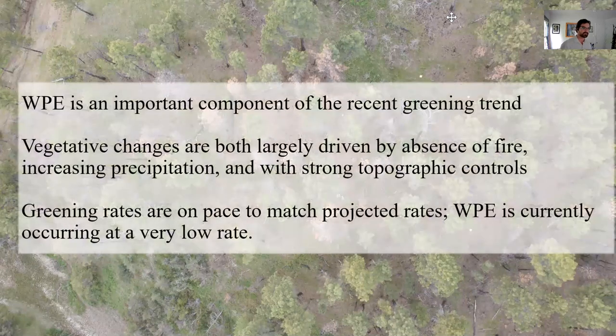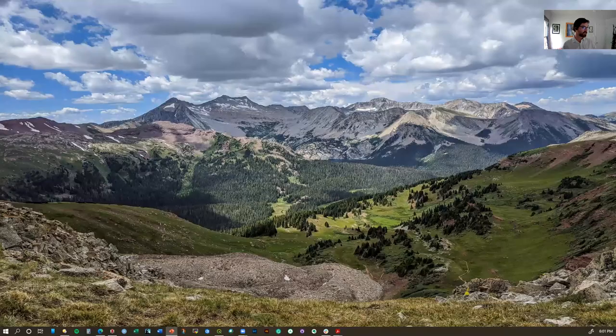So just wrapping up, woody plant expansion is an important component of the recent greening trend. Vegetative changes are both largely driven by the absence of fire and increasing precipitation, and there are some strong topographic controls. And then finally, greening rates are on pace to match projected rates. However, woody plant expansion rates are quite low. So I'm going to skip a couple slides for time.